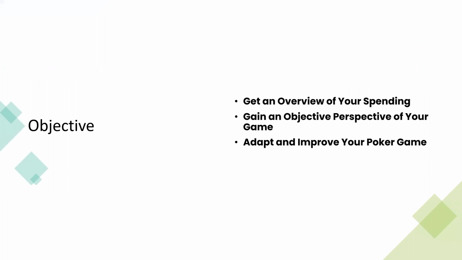The thing I've addressed earlier is the problem, and here are the objectives. There are three main objectives to address the problem. The first is to get an overview of your spending. Second is to gain an objective perspective of your game. And third is to adapt and improve your poker game.